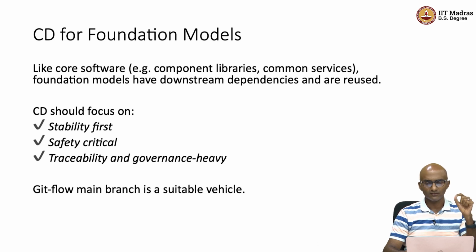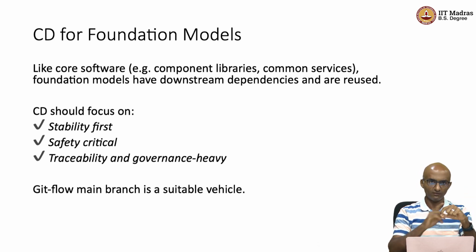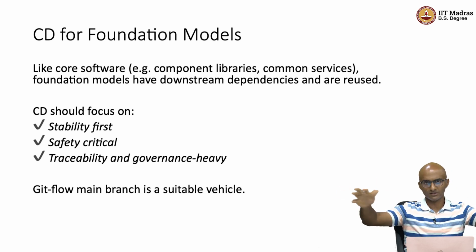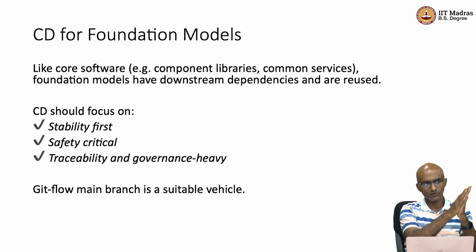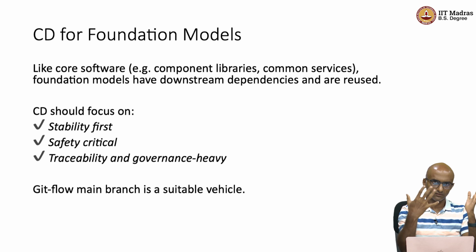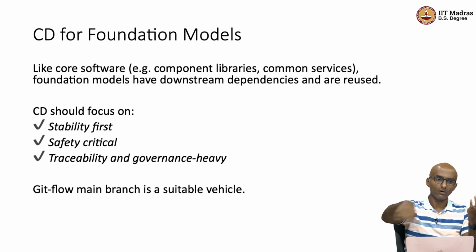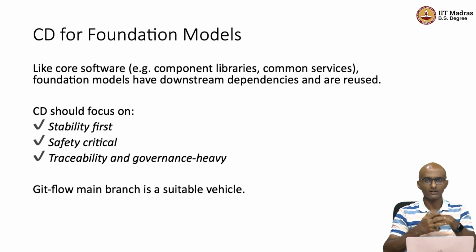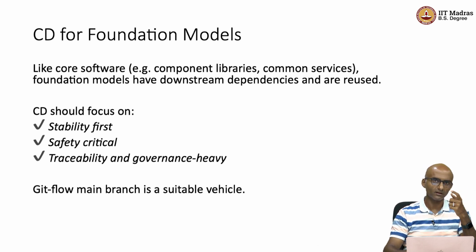Moving on to the CD side of it. For foundation models, like core software, which is component libraries or common services, foundation models have all these downstream dependencies and various downstream projects which are dependent on it. So the CD should focus on being able to create stable releases which are safety critical, mission critical, with traceability to all downstream usages so that it's governable, right? So the Git flow main branch is potentially a suitable vehicle for model dissemination.